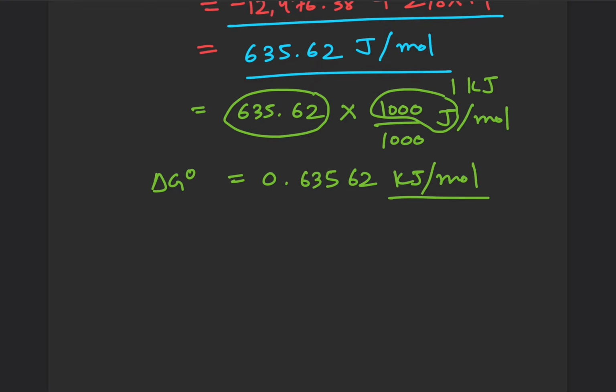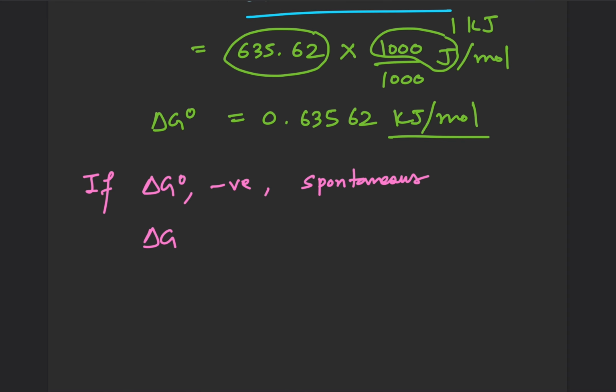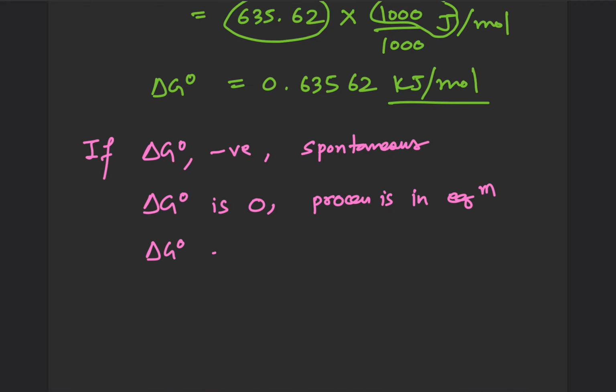And regarding the spontaneity, spontaneity is whether a process can take place by itself or has the tendency to take place. The criteria in terms of free energy change is that if delta G naught is negative, then the process is spontaneous. If delta G naught is 0, then the process is in equilibrium. And if delta G naught is positive, then the direct process or the forward reaction is non-spontaneous.